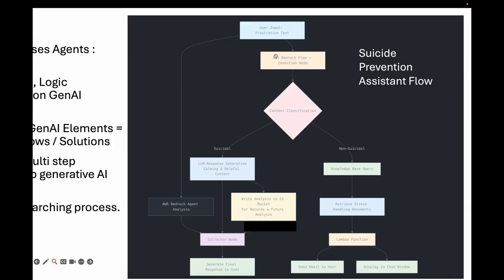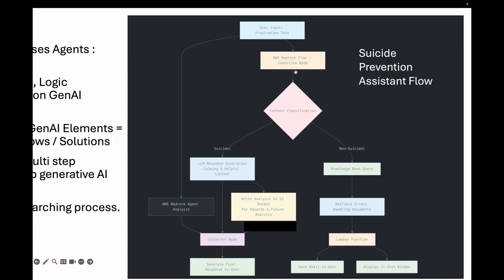So if I have to show it in a flowchart, a user enters a frustration text. There are two approaches. One is a conditional node which identifies if a person is suicidal or non-suicidal. Just to show the different components of AWS Bedrock Flows in this workflow, I am also triggering an AWS Bedrock agent, which essentially checks the intent of the user's frustration text and figures out if a user is suicidal. This Bedrock agent only works if a user is suicidal, else it will do nothing.